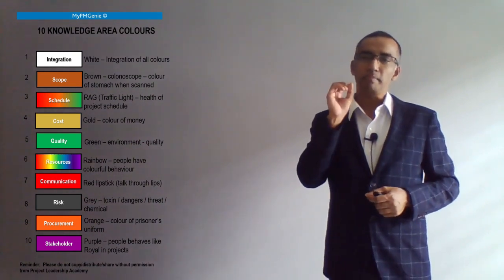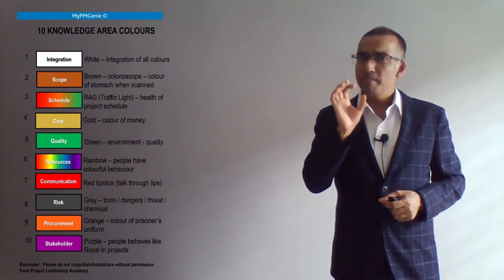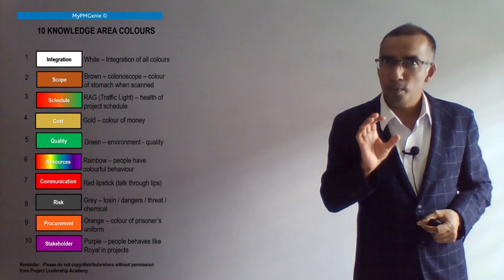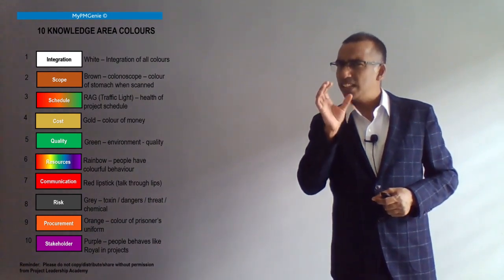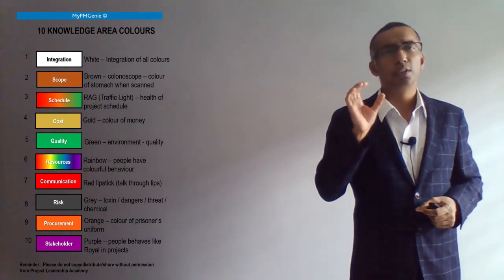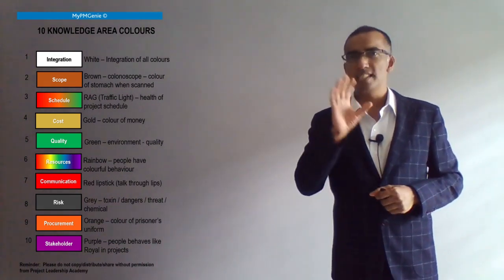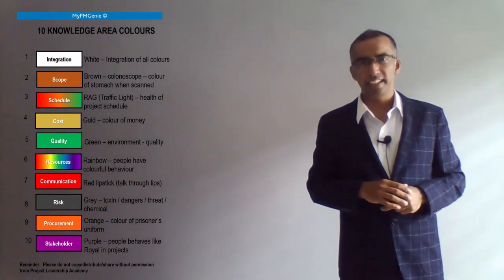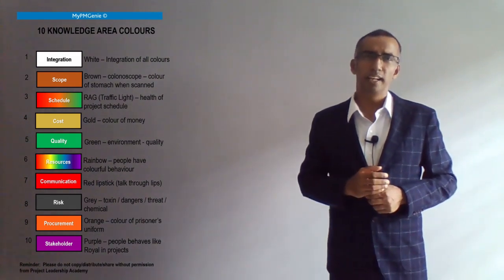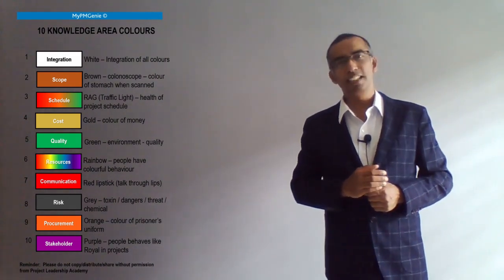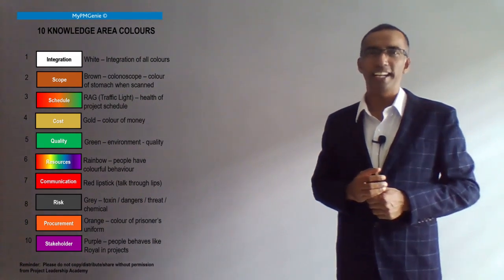Next one, risk. Whenever people refer to the risk, we always use toxic colors, and for toxic we usually use gray color or black color, either one of these. So risk color is gray, yeah, dark gray, which stands for risk. Next one, procurement, is an interesting one. It's an orange color. Why?